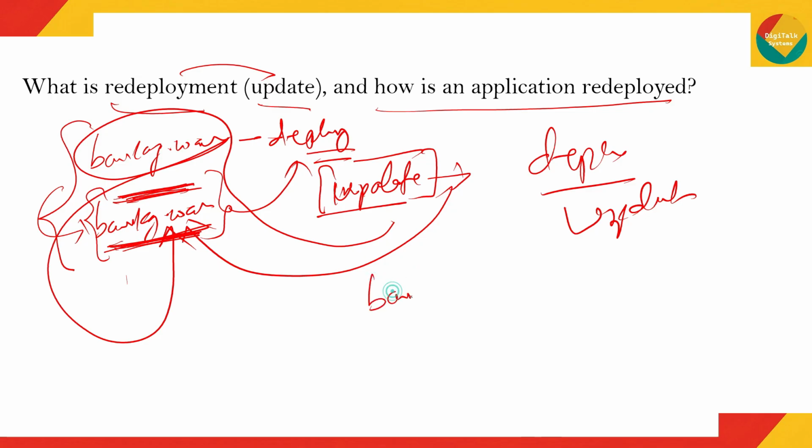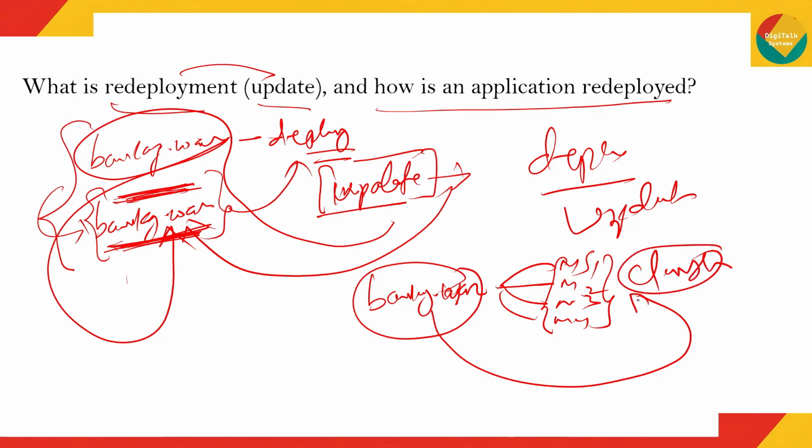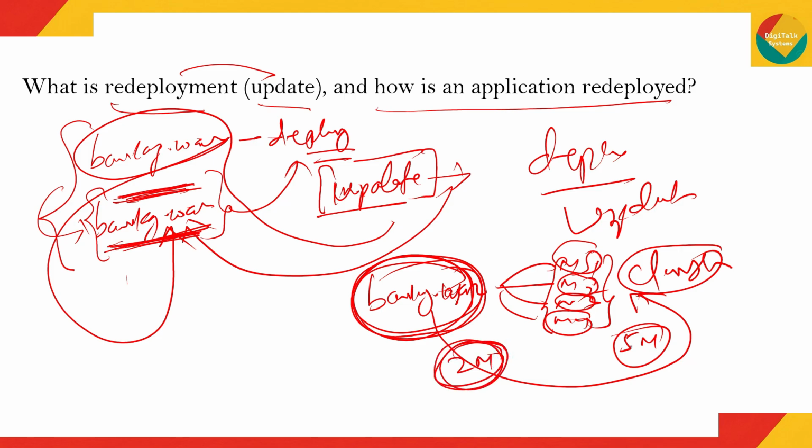Because if I have a banking.war file which I have deployed in my 4 managed servers, MS1, 2, 3, and 4, when I'm redeploying this, I'm updating this in a cluster. That means this new code file will start initializing on each and every managed server at the same time. So suppose the deployment or update of the new file took 5 minutes, if it is very large, or maybe it took 2 minutes. During that period, when it is replacing the old file with the new file, your application will suffer the downtime.